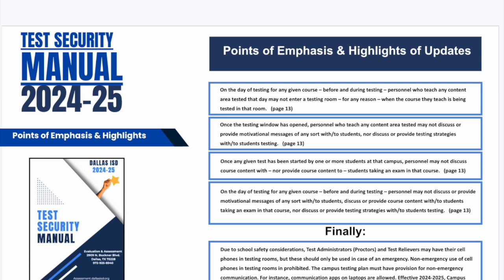Again, I will say this. Non-emergency use of cell phones in testing rooms is prohibited. The campus testing plan must have provisions for non-emergency communication. For instance, communication apps on laptops are allowed, such as WhatsApp. Effective this year, 24-25, campus administration will not or should not collect cell phones of testing personnel. That's page 32.